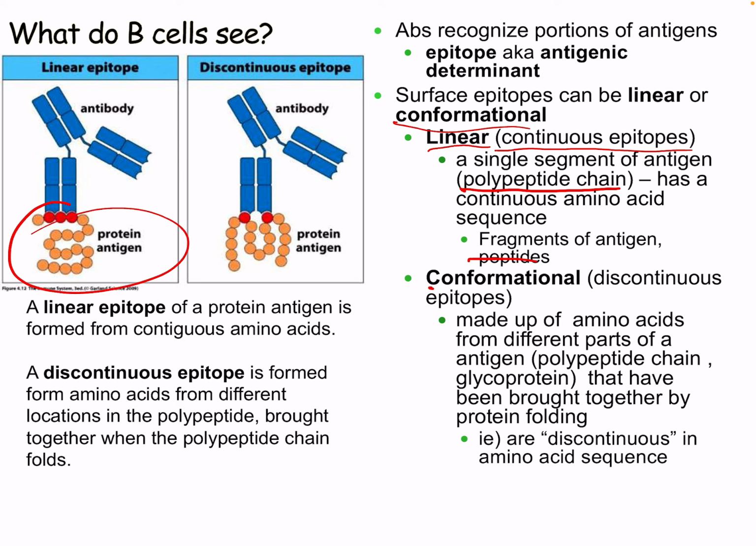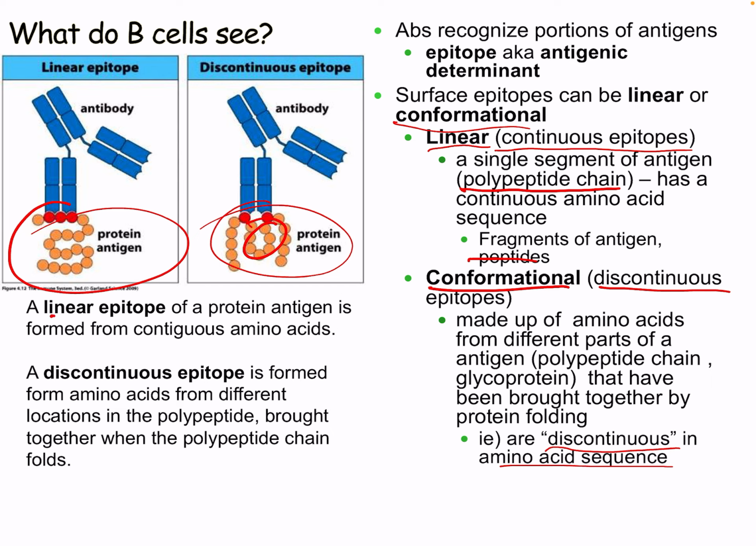Conformational epitopes, which are discontinuous, are made up of amino acids from different parts of an antigen. So here we see our discontinuous epitope, which is made up of amino acids from different parts of an antigen, such as a polypeptide chain or glycoprotein, that have been brought together by protein folding. So here you can see the folding occurring. They are discontinuous in amino acid sequence.